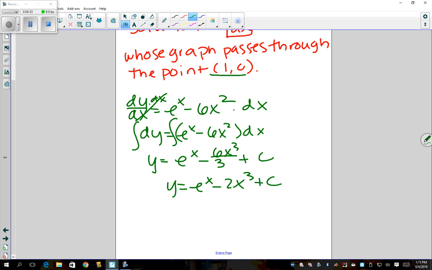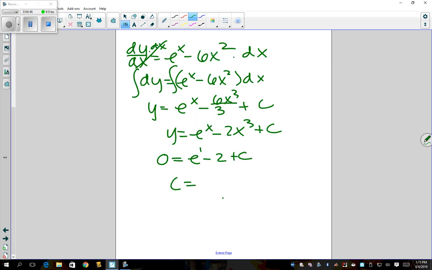And so it gave me the graph passes through the point (1, 0). So 1 is my x, 0 is my y. I'm going to plug in: 0 equals e to the 1 minus 2 plus c. And so when I solve for c, I subtract e and add 2 to both sides, and c equals 2 minus e. So my particular solution to this differential equation is y equals e to the x minus 2x cubed plus 2 minus e.